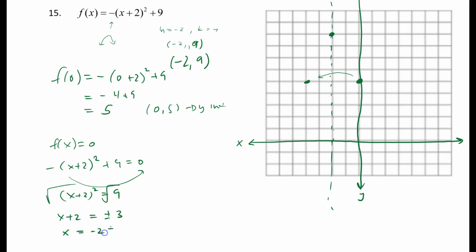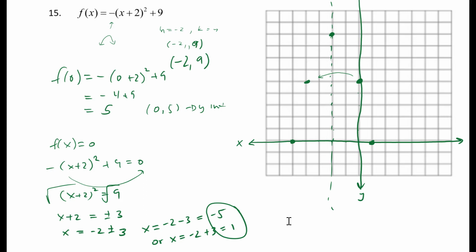x is going to be -2 plus or minus 3. So x will be -2 minus 3, which equals -5. Or x will be -2 plus 3, which equals 1. So these are my two zeros here, so let's go ahead and find those. 1 will be right there, and -5 is 1, 2, 3, 4, 5. And then looks like this is going to give me what I need to sketch my parabola.